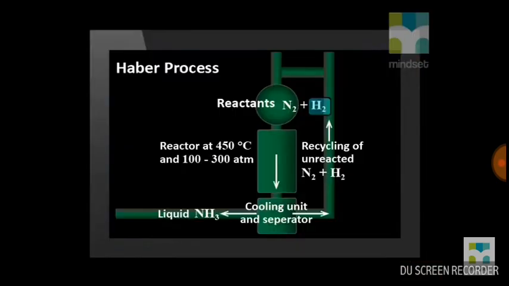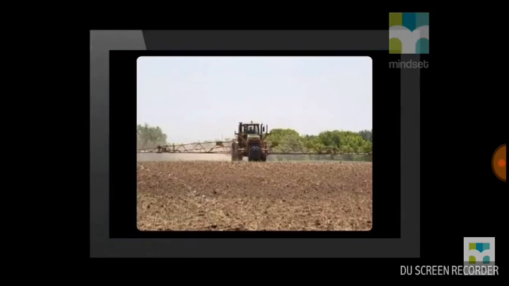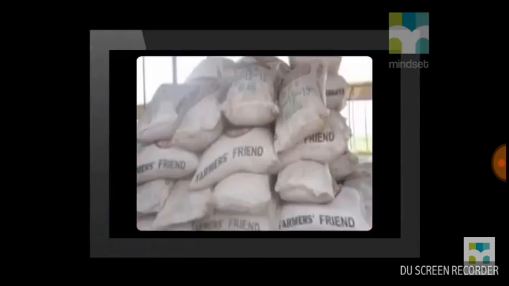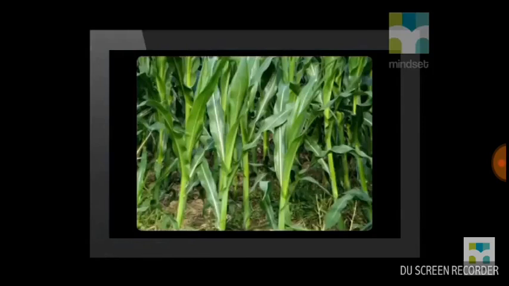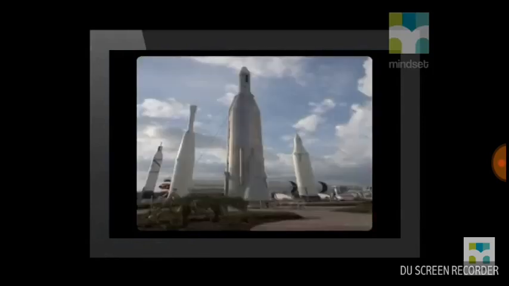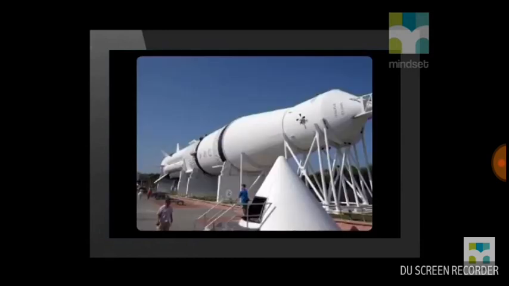Another process that uses hydrogen is the Haber process. It turns nitrogen from the air into ammonia. The ammonia produced in this way can then be used to make fertilizers that make plants grow faster and produce better crops. Hydrogen combined with oxygen also powers the rockets that take us to space.